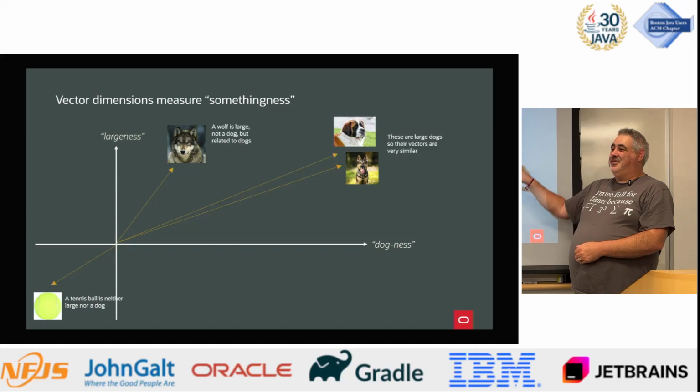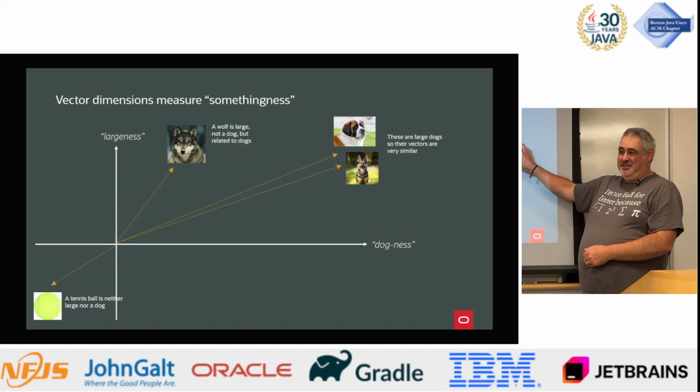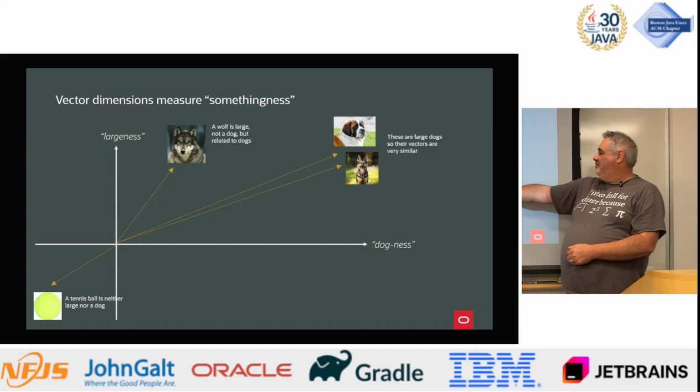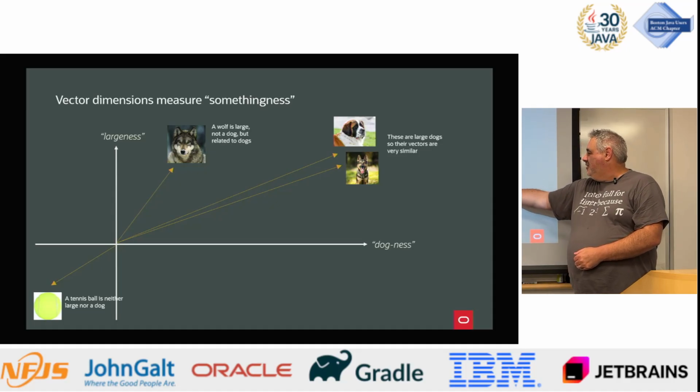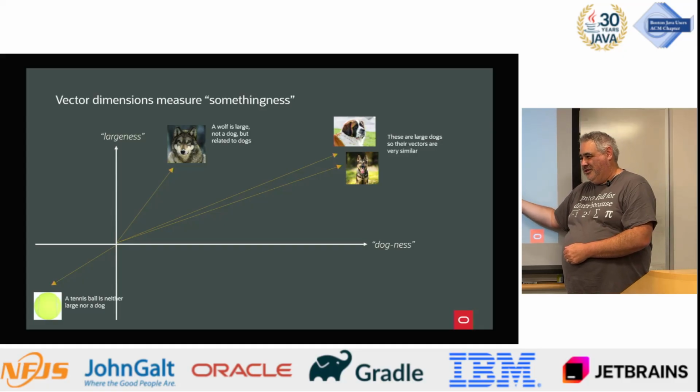And you've got to remember, this is a massive simplification, right? In real life, there would be, like in a model like ChatGPT, thousands of dimensions, not two. And none of them have a simple concept like dogness, right?